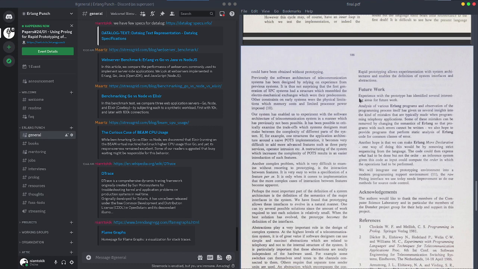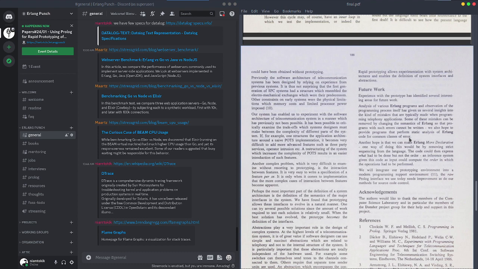Future work. Experience with the prototype has identified several interesting areas for future work. Analysis of various Erlang programs and observation of the programming process itself has given us several insights into the kind of mistakes that are typically made when programming telephony applications. Some of these mistakes can be removed by changing the semantic of Erlang so that programs with such errors cannot be written. We also hope to provide programs that perform static analysis of Erlang code for common classes of error.